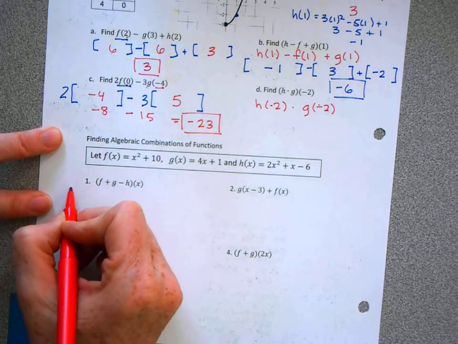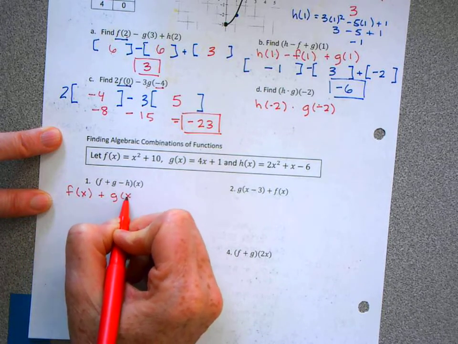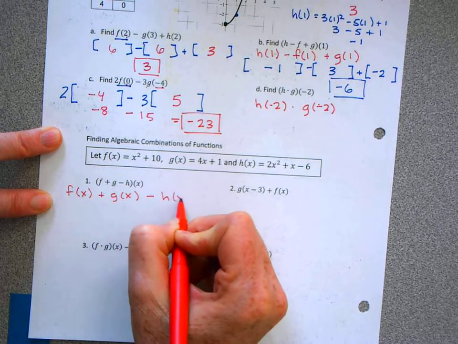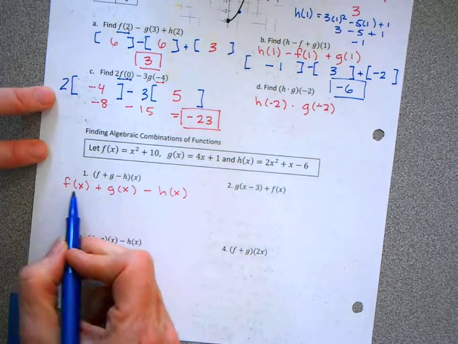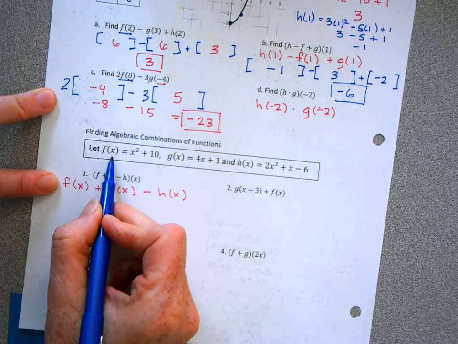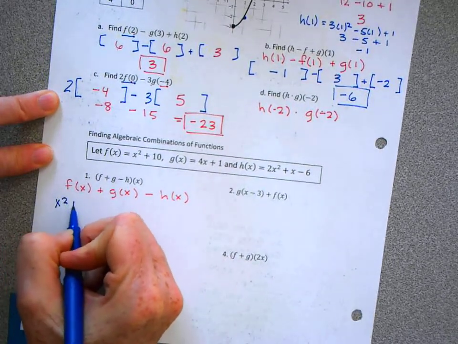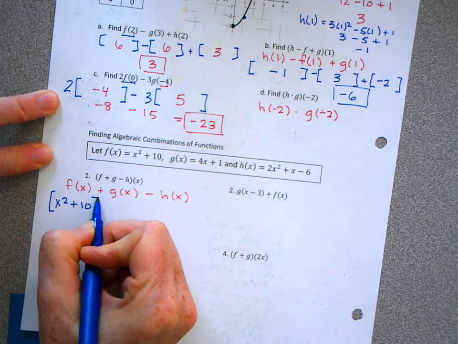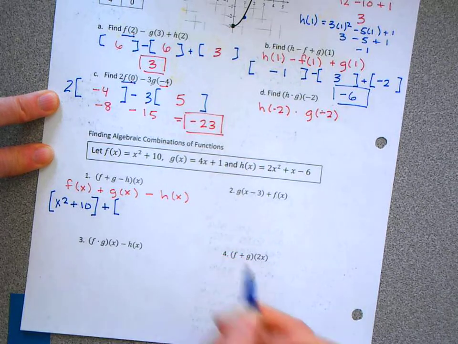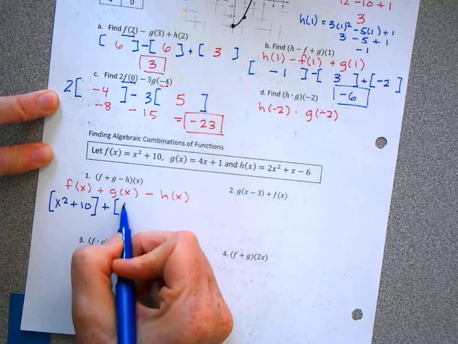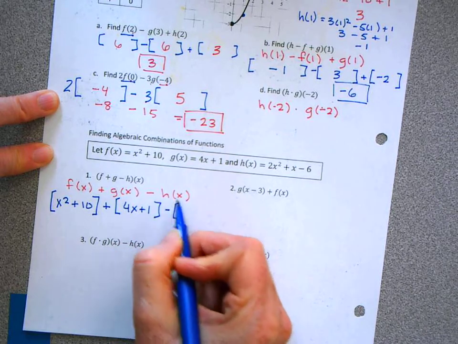What we're going to do is take f at x plus g at x minus h at x. This is where I definitely like to use my brackets. So f of x is just when I put x in for x, what do I get? Well, f of x is x squared plus 10. This is in brackets. We're going to add that to g of x. Well, what's g of x? It's 4x plus 1, bracket. We're going to subtract, bracket, h of x.